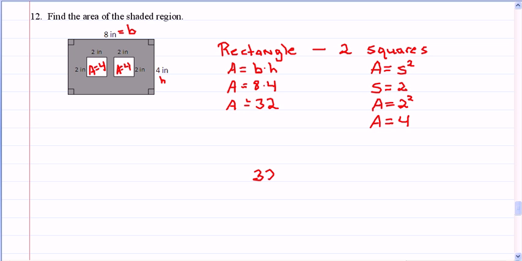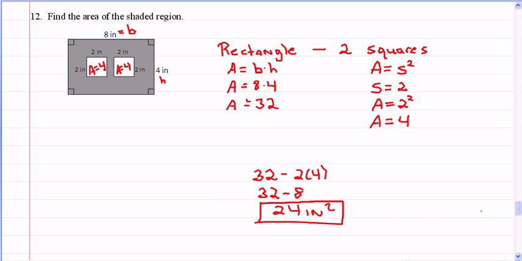So we want to take 32 minus 2 times 4, which is 32 minus 8, and that gives us 24, and we want the units as inches squared. So the shaded region has an area of 24 square inches.